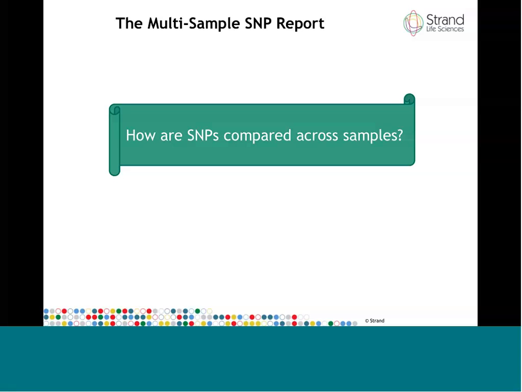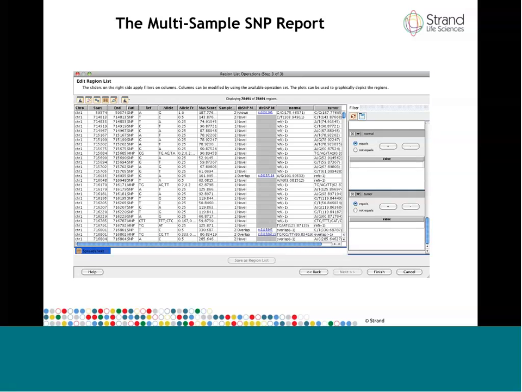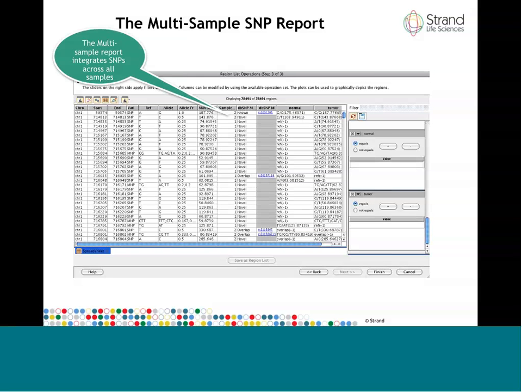And your tool to do that is what we call the Multi-Sample SNP Report. So when you run SNP analysis, it will create a comprehensive table for all the samples in your experiment with the SNP calls across all of these samples. So this multi-sample report integrates SNPs across all samples.